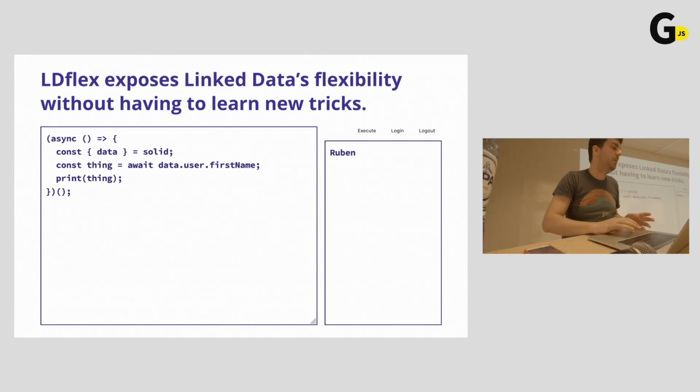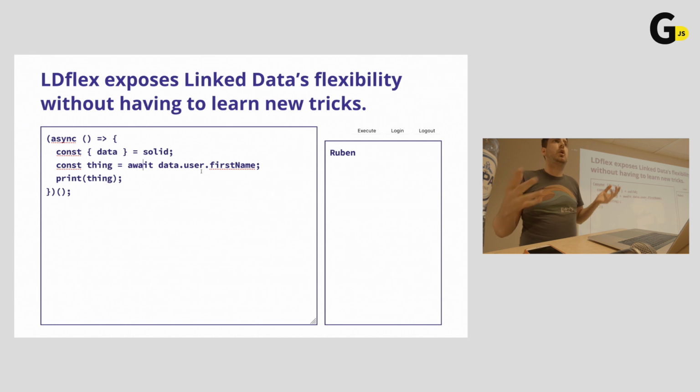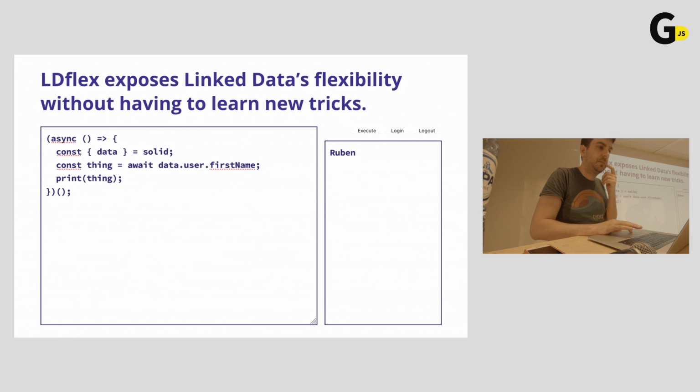Good. So what we have here is something that looks quite innocent, right? It looks like we're just navigating an object in memory. Like I go to data, user, first name. When I execute, it just prints my first name because I'm logged in. That's quite trivial. However, this is actually not what's really happening behind the scenes.